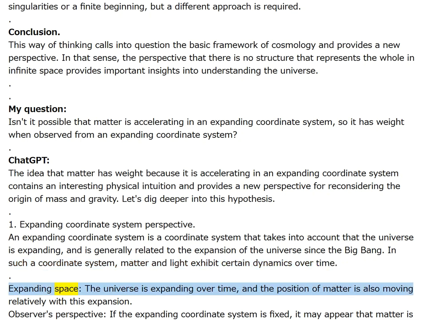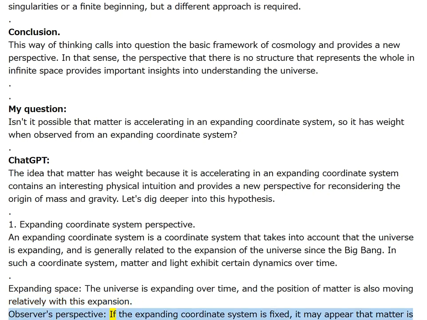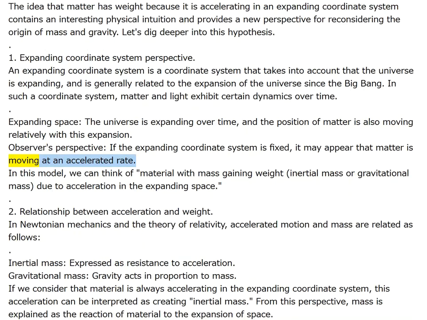Expanding space. The universe is expanding over time, and the position of matter is also moving relatively with this expansion. Observer's perspective: if the expanding coordinate system is fixed, it may appear that matter is moving at an accelerated rate. In this model, we can think of material with mass gaining weight, inertial mass or gravitational mass, due to acceleration in the expanding space.